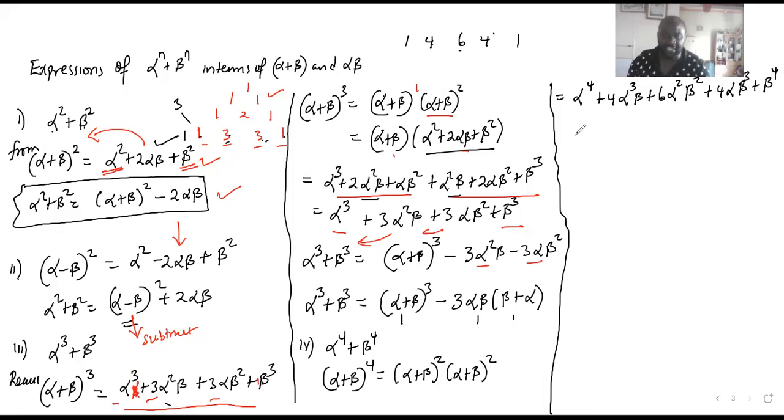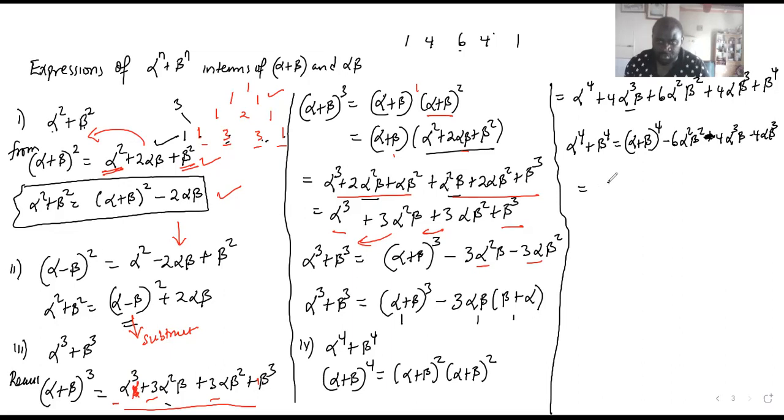It is from here that you now see you have alpha power 4 plus beta power 4. When you make them the subject, you realize alpha plus beta power 4, minus all these, goes over minus 6 alpha squared beta squared, that one is clear, plus 4 alpha minus 4 alpha cubed beta minus 4 alpha beta cubed.